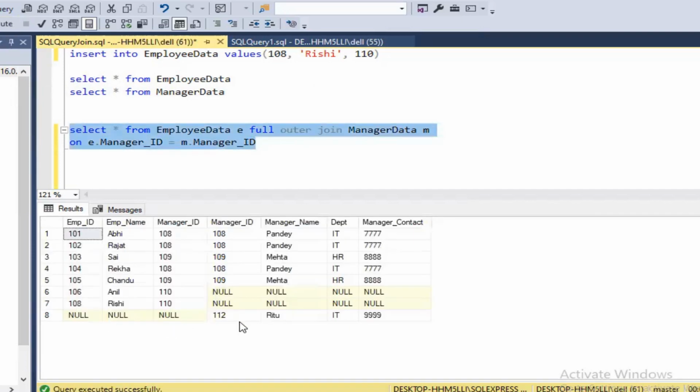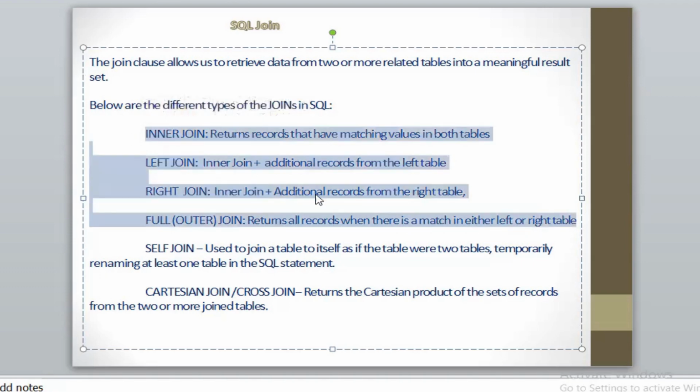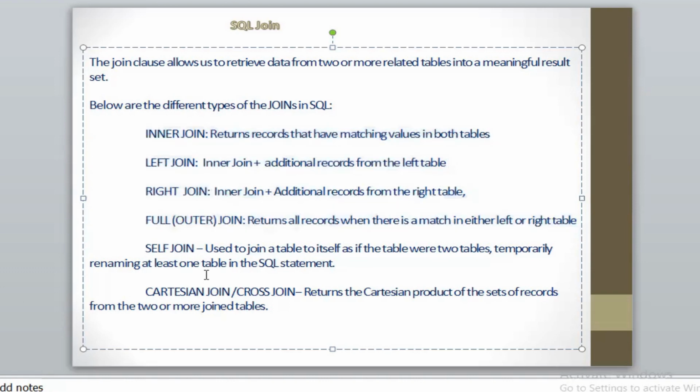Same record. Okay, got it? You understood this? Yes. We'll go through these things later on.